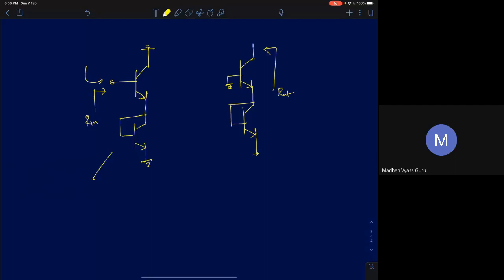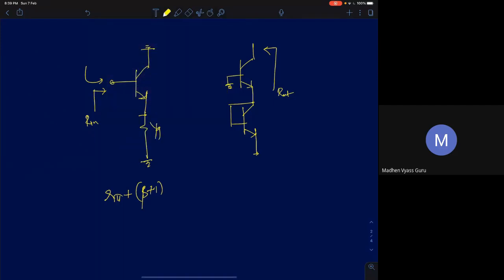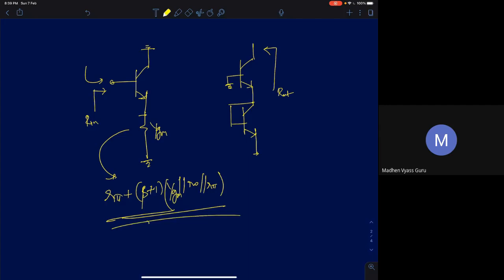In the first case, what will be the input resistance? It will be R pi plus beta plus 1 into 1 by GM. See what I told you, just replace this transistor with a resistance of value approximately 1 by GM. So beta plus 1 into 1 by GM. That's your input resistance. If you want to be exact, it will be 1 by GM parallel R naught parallel R pi. That's an exact result, but you can replace it with 1 by GM itself.